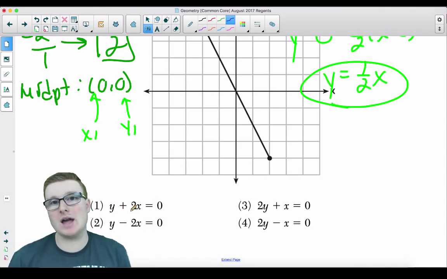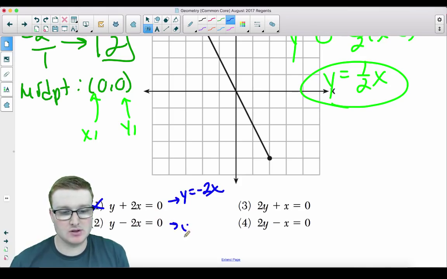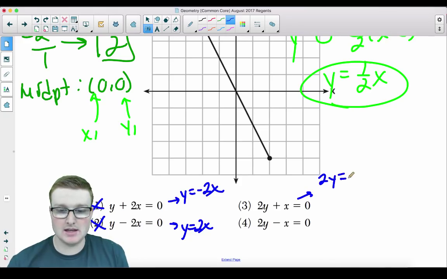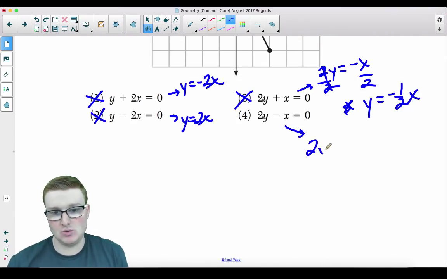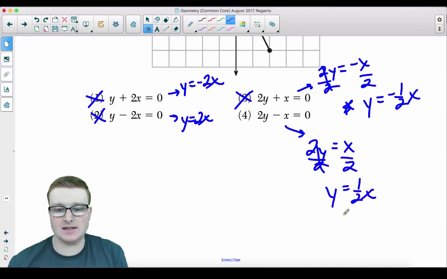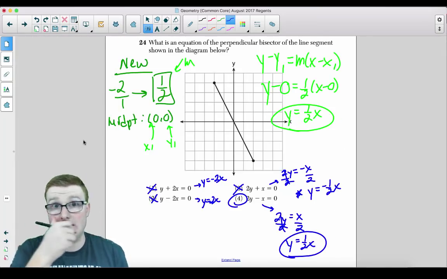If we take this and put it in y equals mx plus b form, subtract the 2x on both sides, this gives you y equals negative 2x. That's not the same thing. If we add the 2x on both sides, this gives you y equals 2x. Not the same thing. This over here, we get 2y equals negative x, divided by the 2 on both sides, we get y equals negative 1/2 x. That's not the same thing. Let's double check this just to make sure we're right. This is 2y, we add that x, so we get x divided by 2 on both sides. We get y equals 1/2 x. Bingo! Your answer is choice 4, and that is the answer to that question.